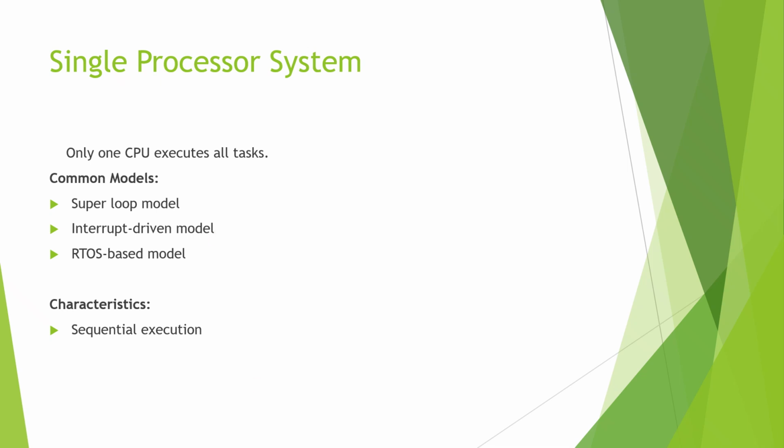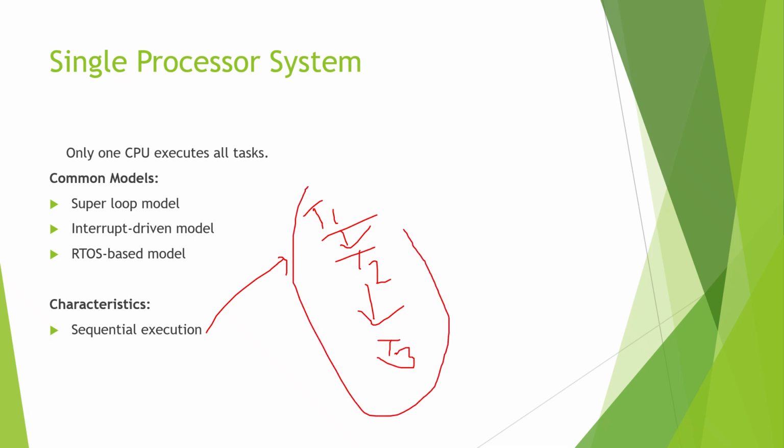That means one CPU for all tasks like task 1, then task 2, then task 3, and so on. Then low cost, limited parallelism.